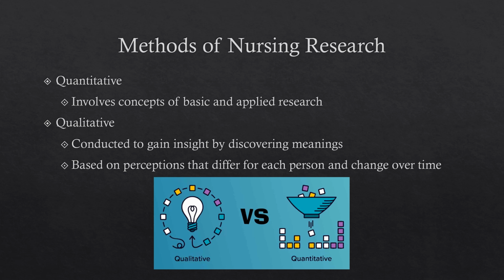Qualitative research is used to gain insight by discovering meanings to things. It's based on perception and differs from person to person and can change over time. My brain likes to think of qualitative research as the feelings type of research. There's an L in qualitative, and L stands for love, and love is a feeling. We get the feelings and beliefs and ideas from qualitative research. And an example of this would be, how do subjects respond when receiving a cancer diagnosis?